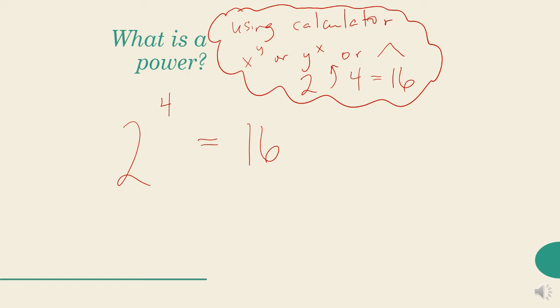Now that we have hopefully figured out how to enter this, we're going to go over some things. This 2 is considered the base. It's a base of 2. This 4 is the exponent.